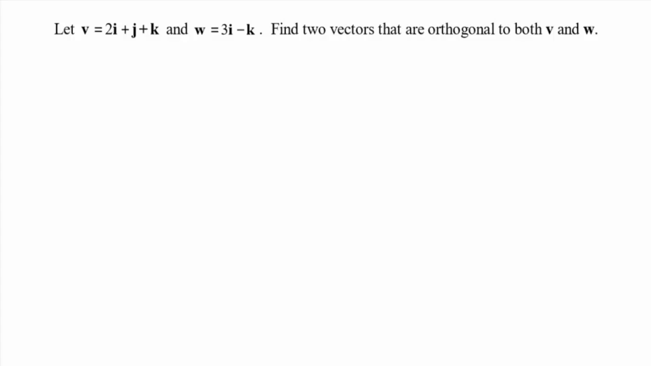So in this one, we want to find two vectors that are orthogonal to both v and w, where v is 2i plus j plus k. w is 3i minus k. So we talked about a particular kind of vector product last time that does that for us, right? The resulting product of your given two vectors will be orthogonal to both the given vectors. So what was that product? The cross product.